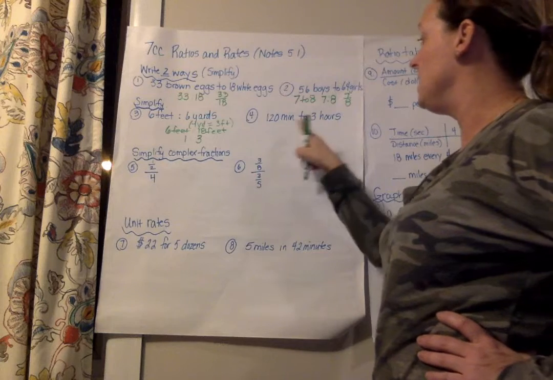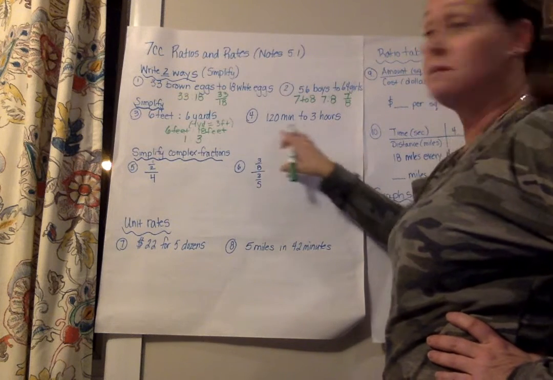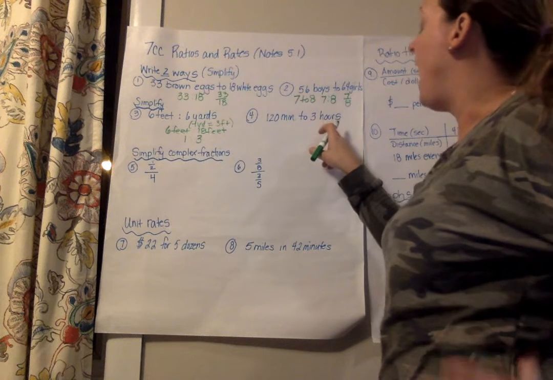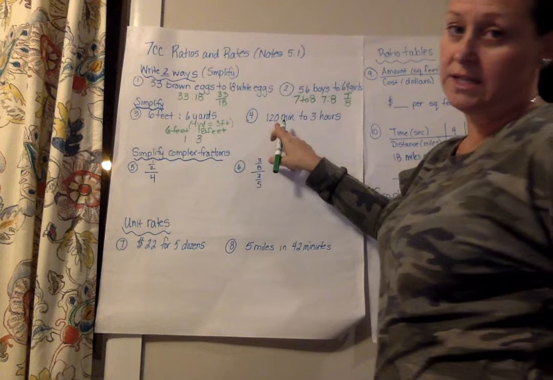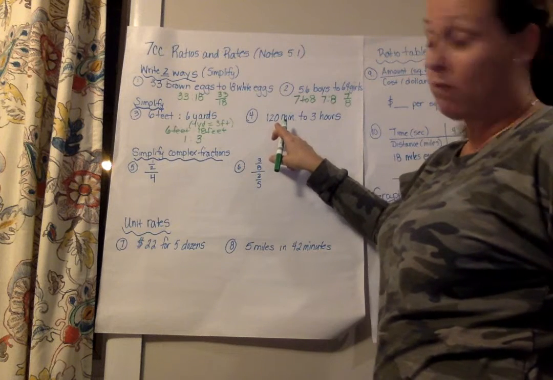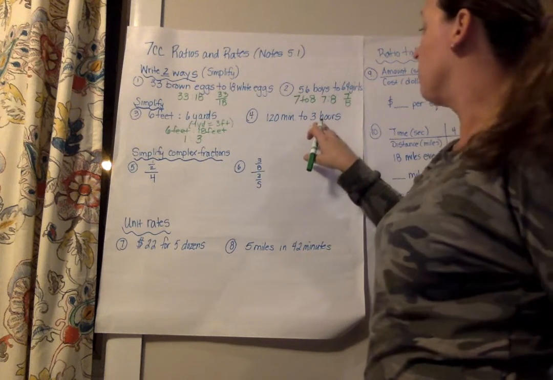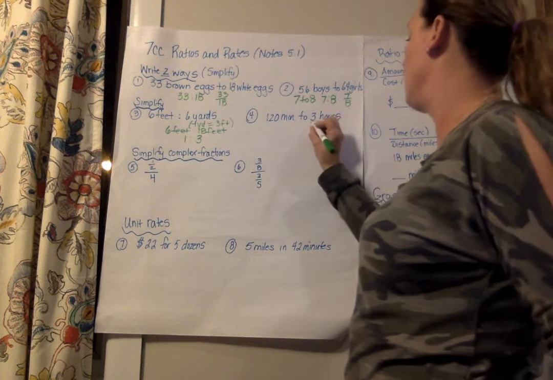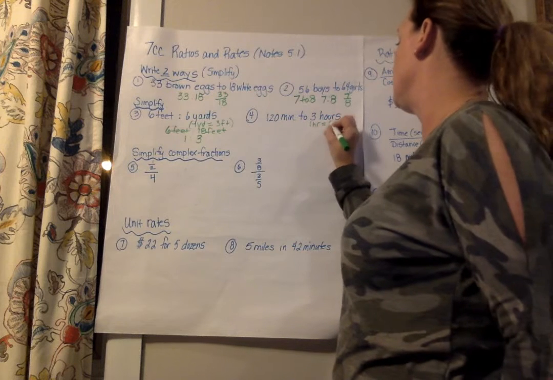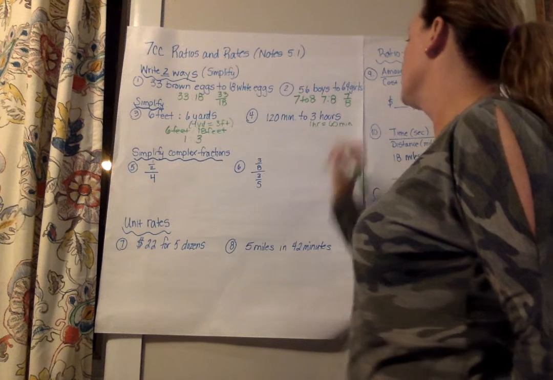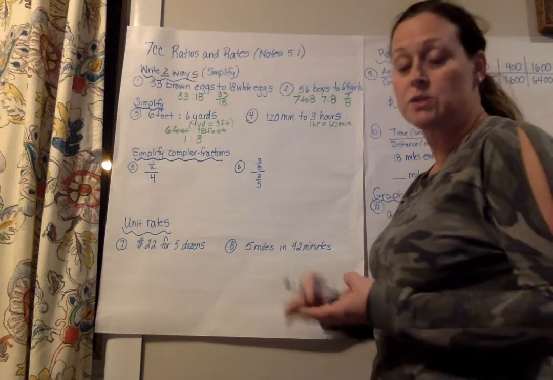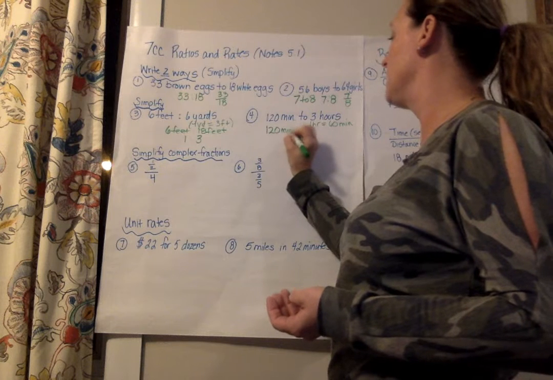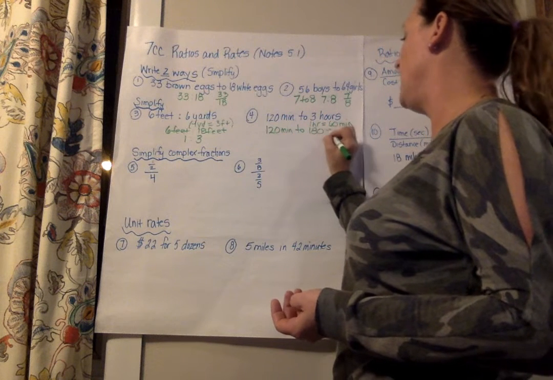This is 120 minutes to 3 hours. I need to make them all into the same units, so I'm going to change 3 hours into minutes. I can make 120 minutes into 2 hours if I want, or I can make 3 hours into minutes. In this case, it doesn't matter. I am going to write that 1 hour is equal to 60 minutes. So 1 hour is 60, 2 hours is 120, 3 hours is 180. So I now have 120 minutes, the word "to", 180 minutes.